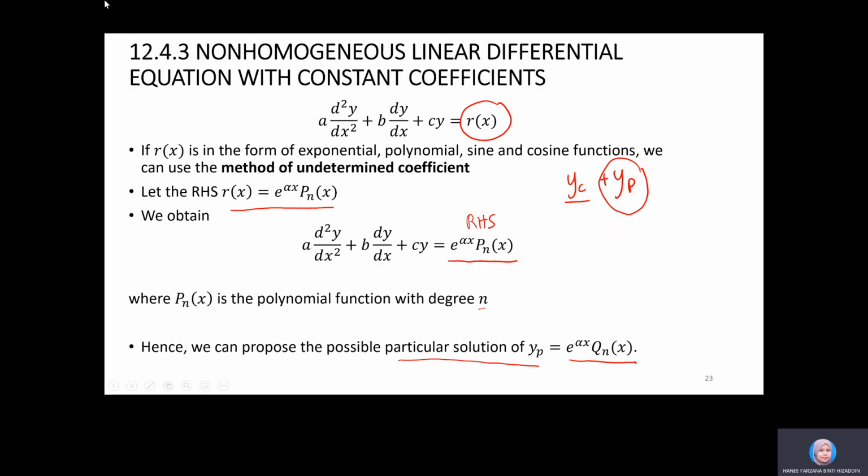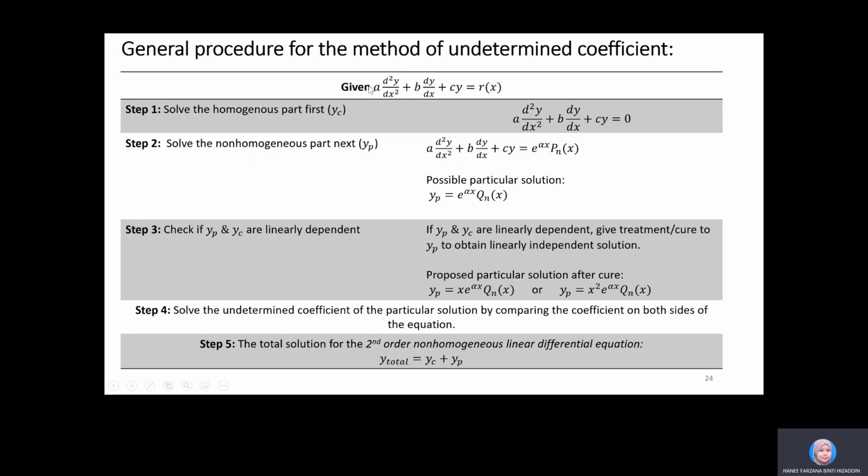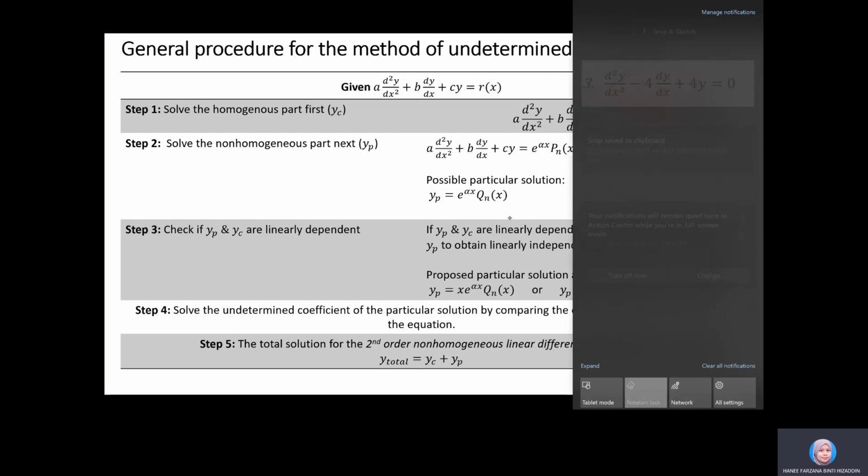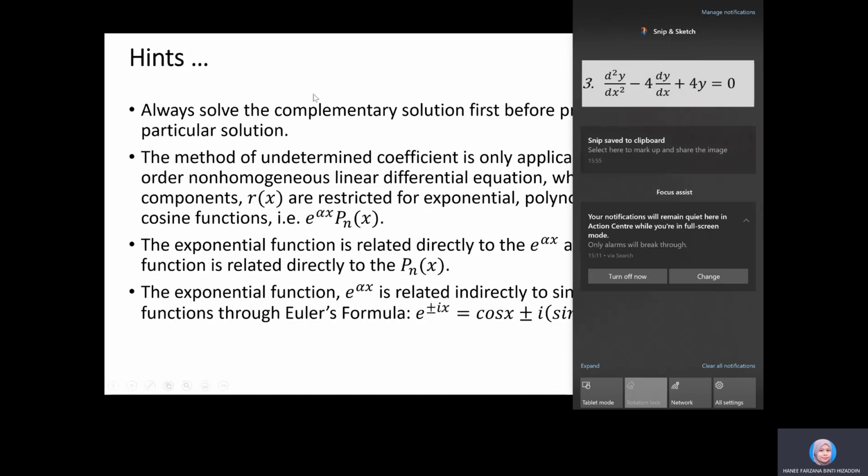Okay, so the general procedure for the method of undetermined coefficient. You need to follow this step by step. Given the ODE in a general form like this: a d2y/dx squared plus b dy/dx plus cy equal to r of x. First thing first, we need to solve the homogeneous part, which is the yc. You use the characteristic equation and find out the m, depending on whether it's distinct real roots, complex conjugate or repeated real roots. Then you get the yc equal to y1 plus y2 depending on the function.